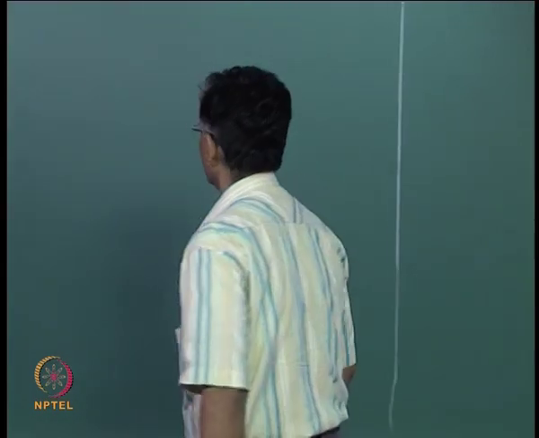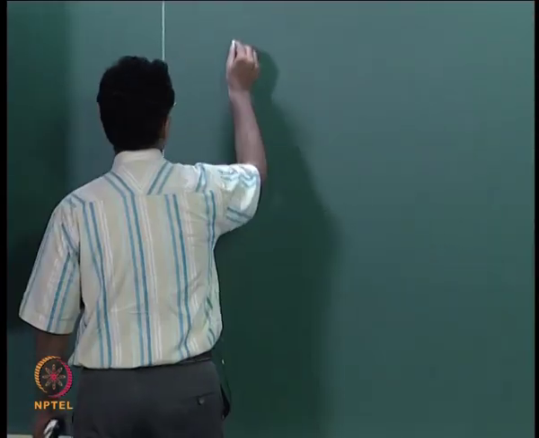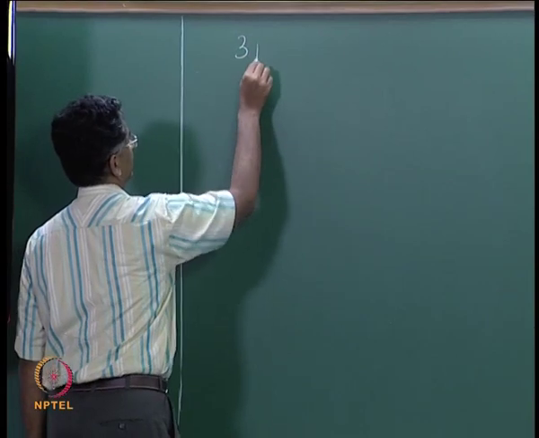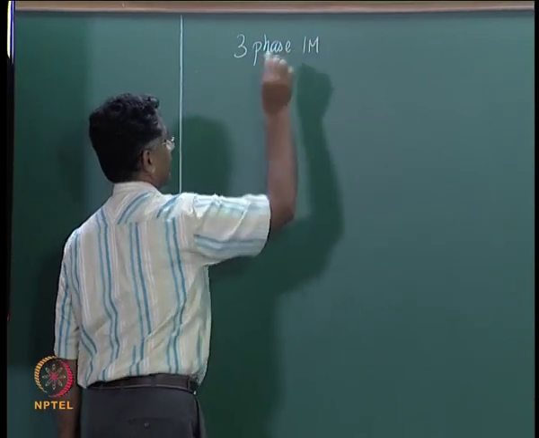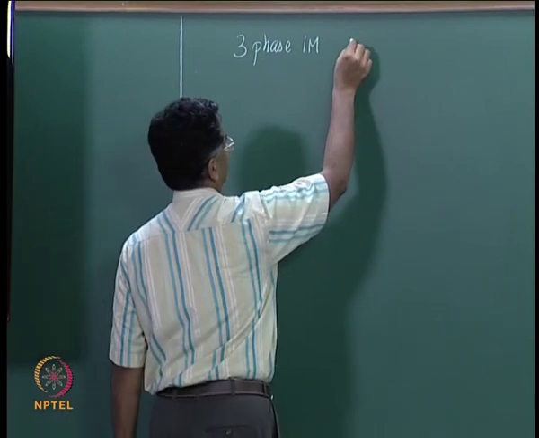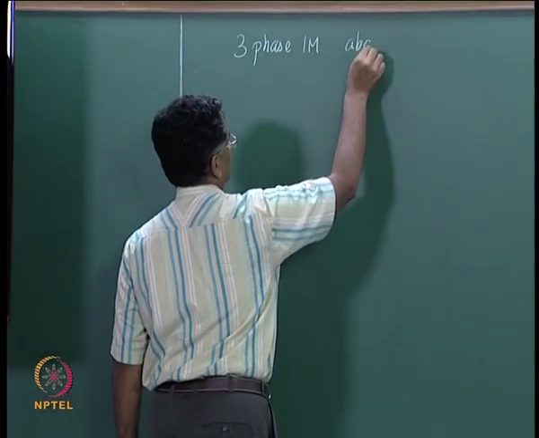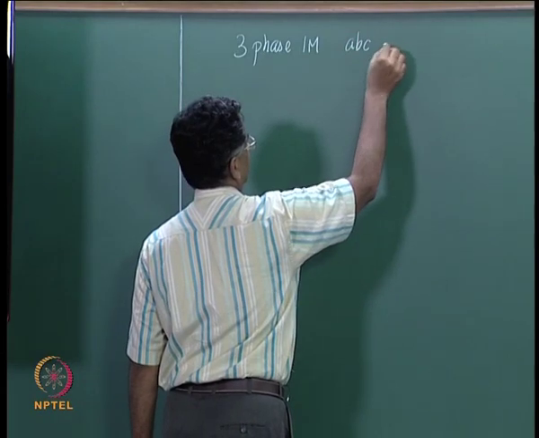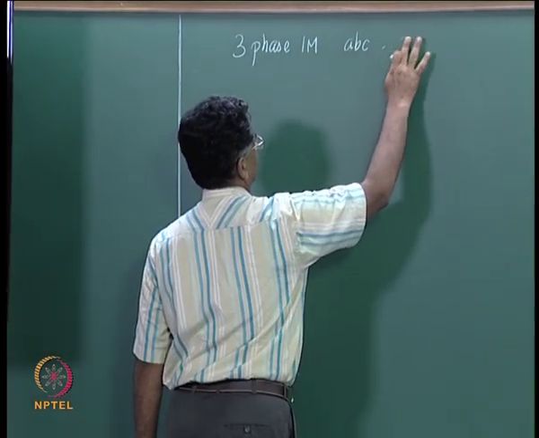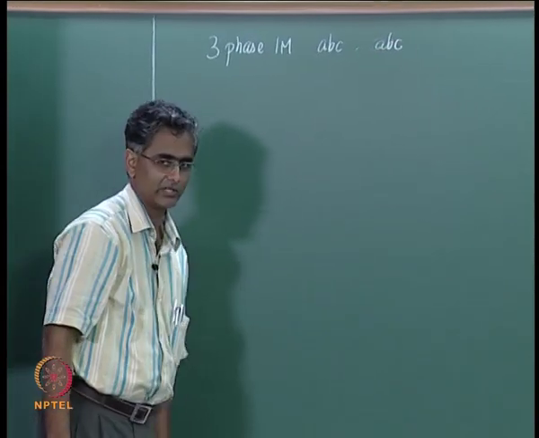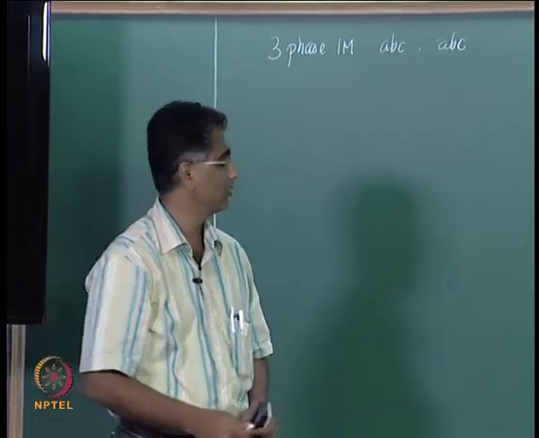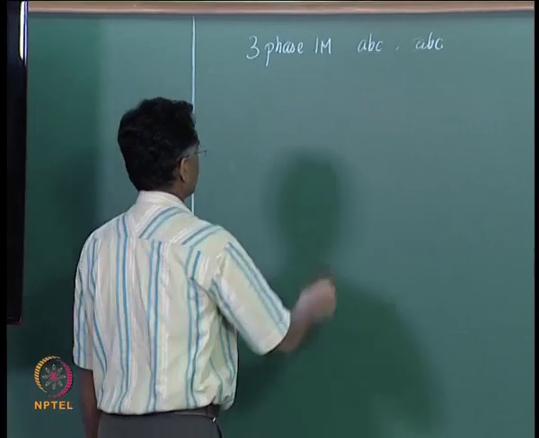Let us continue with the derivations that we have been doing. We started out with the 3-phase induction machine, where the rotor is in an ABC reference frame and the stator is also in the ABC reference frame. That was the natural reference frame description of the induction machine.